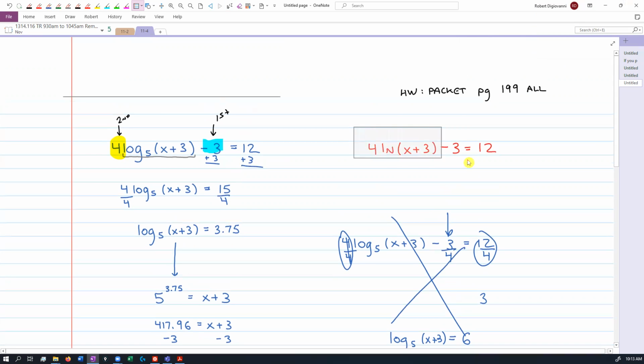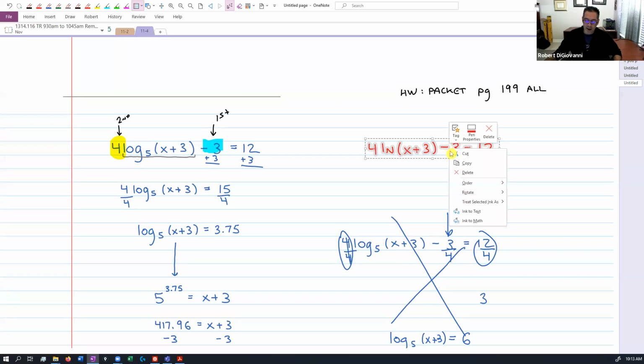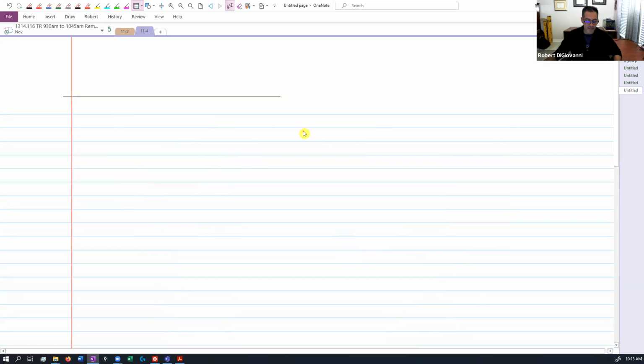Yeah, I did the same thing. Same thing? Okay, yeah, that's why I gave you this problem. I wanted to show you that when you have the task of getting that thing by itself, if you have a multiplication and an addition or subtraction, always take care of that addition or subtraction first. Think of it this way if it helps you.